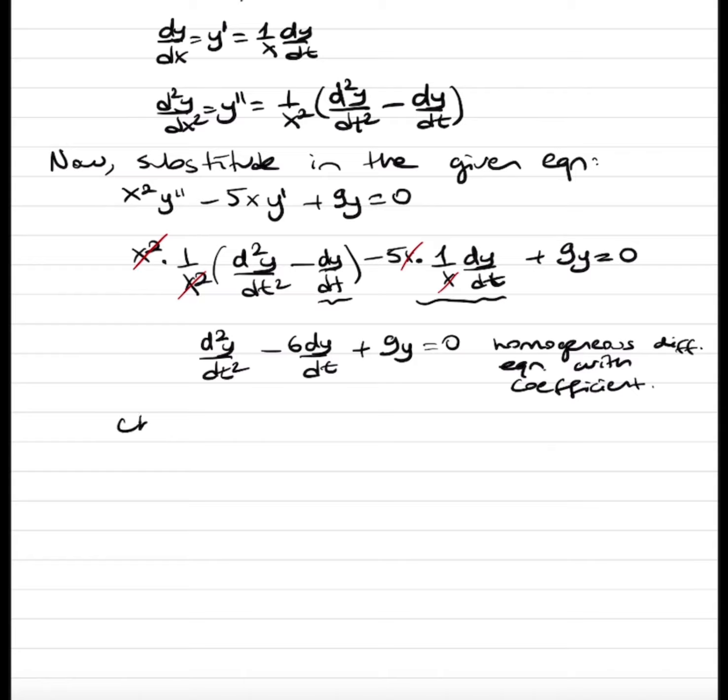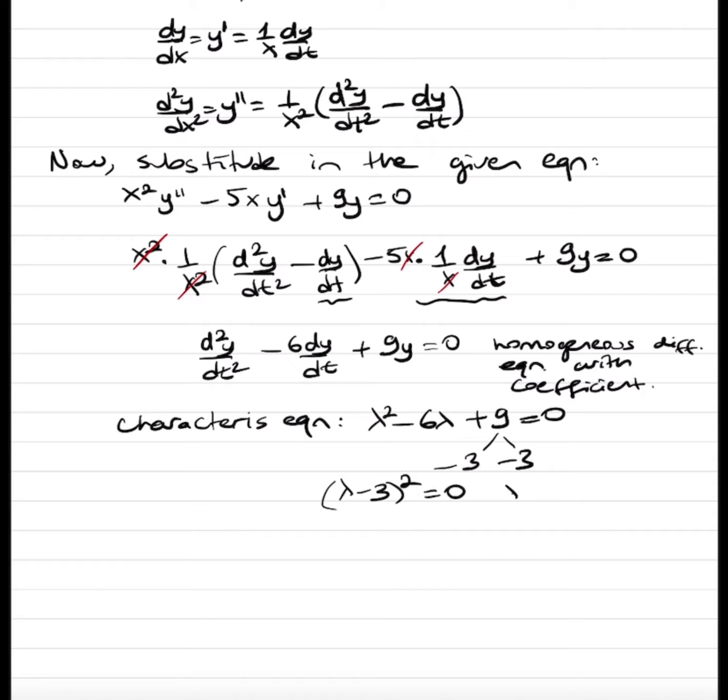Then in this case, how do we solve? We will find the characteristic equation. What is the characteristic equation? It is lambda squared minus 6 lambda plus 9 is equal to 0. If we solve this, we can find the roots of the characteristic equation, and we have repeated roots. So lambda is equal to 3, repeated roots.